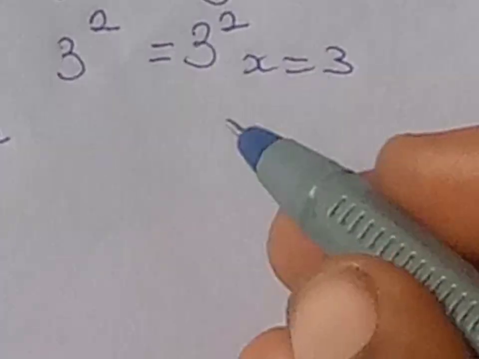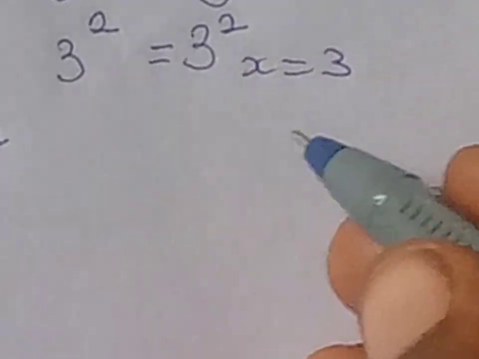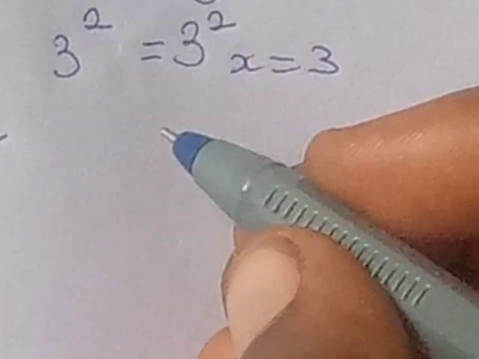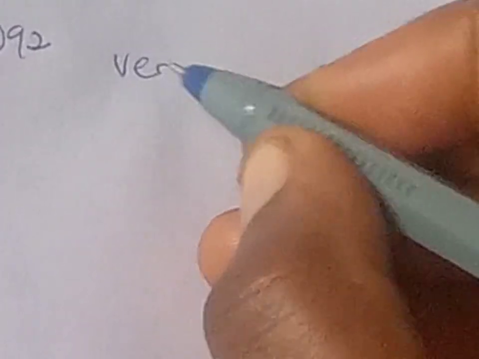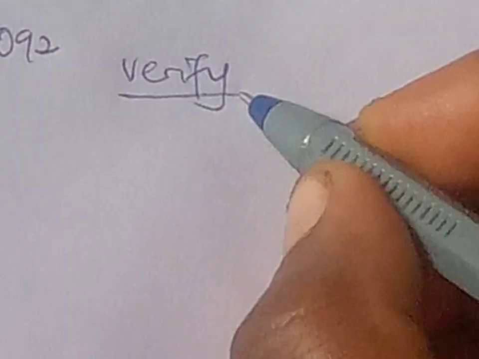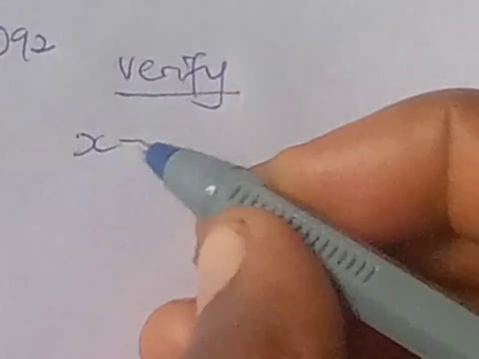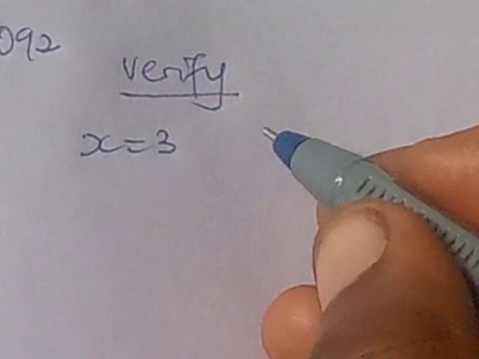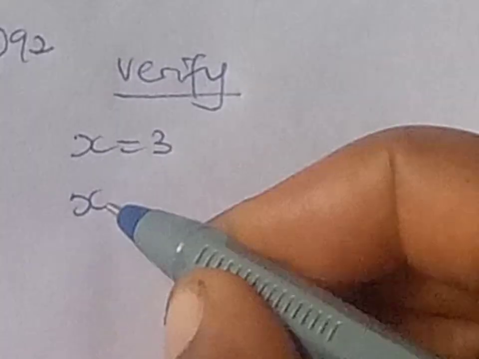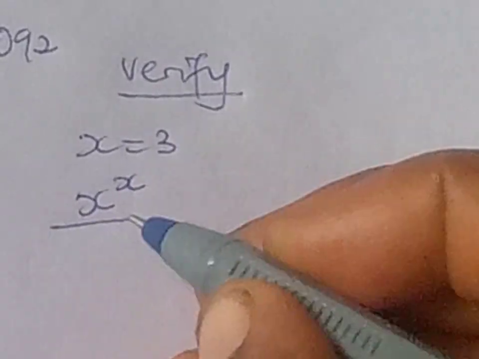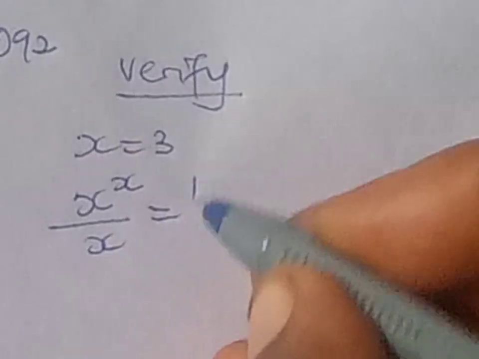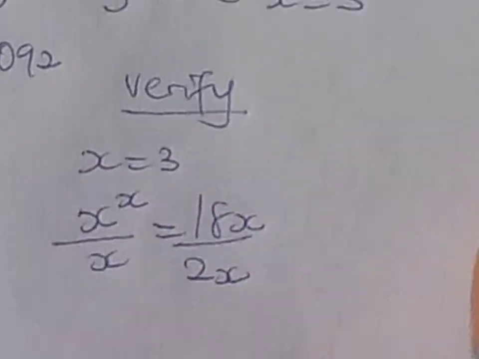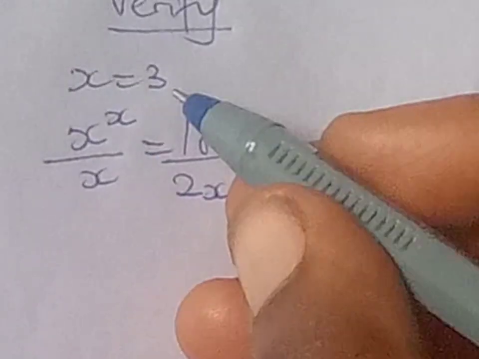The next thing is, let's verify if our x equals 3 truly works for this equation. Let's verify. We are substituting x equals 3 into the original equation. The original equation says x raised to the power of x divided by x equals 18x divided by 2x. Let's substitute x equals 3.